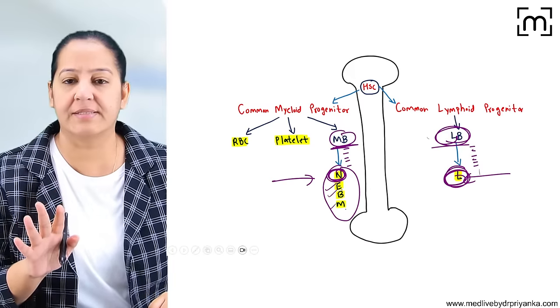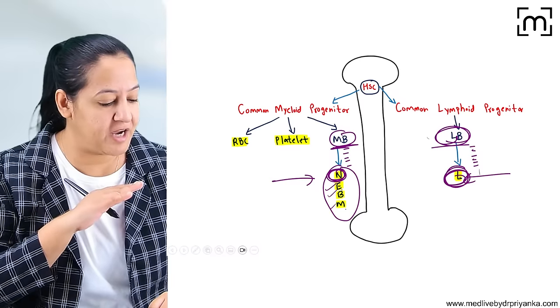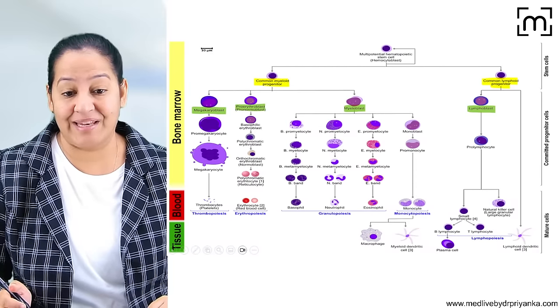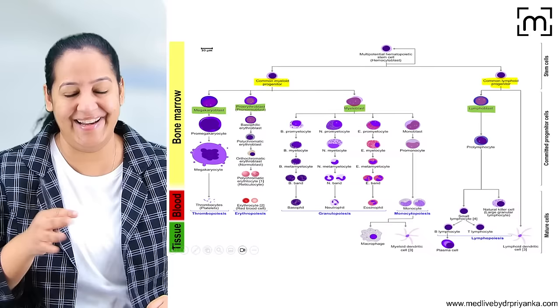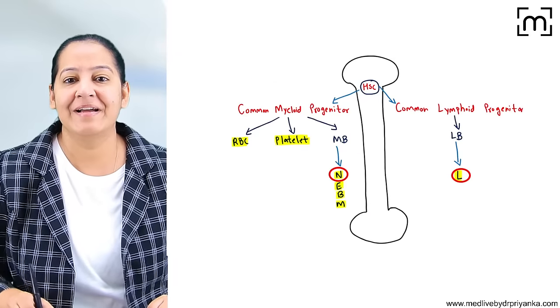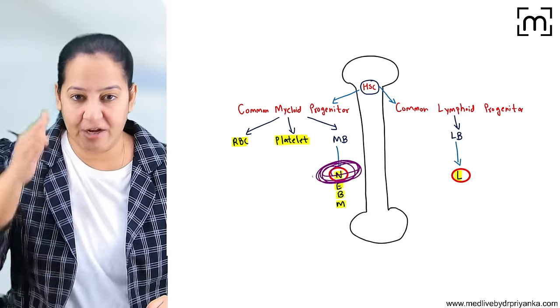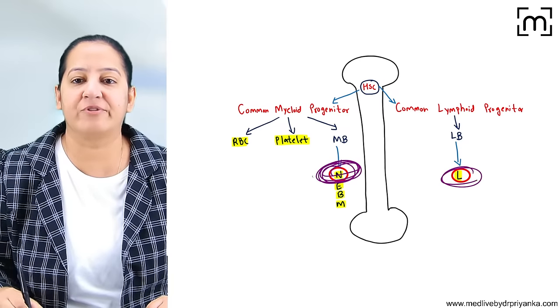If you have understood this, believe me, leukemia will become a cakewalk for you. Believe me. Got my point? So you can see these are the precursors in between. It looks complicated. Don't worry. Let me simplify it. So let's take neutrophil from here, I will tell you the precursors, and let's take the lymphocyte from here.